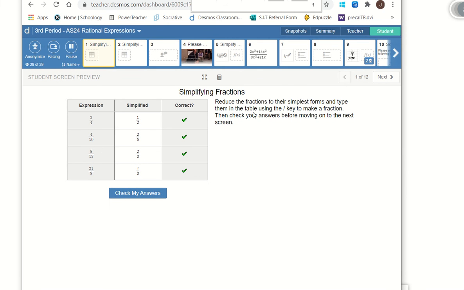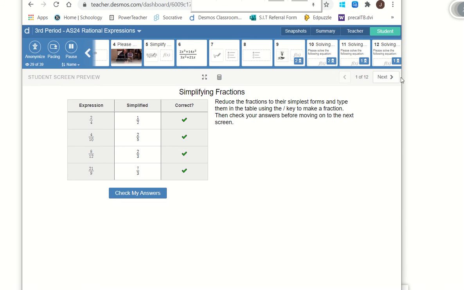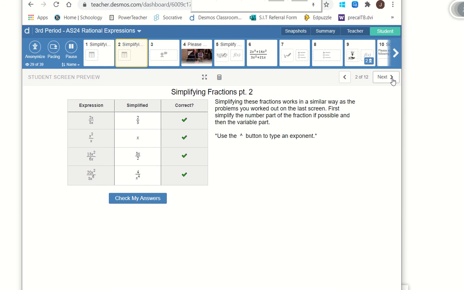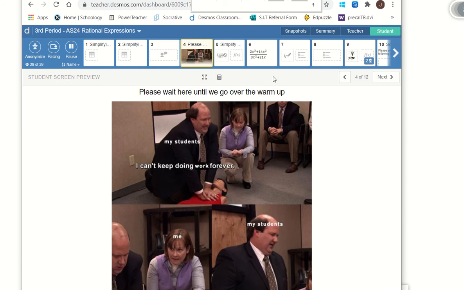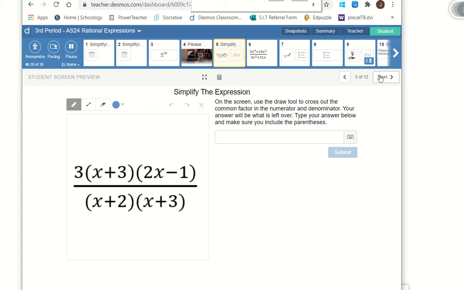All right, so I'm not going to go over the first two because you know how to simplify fractions. You can look at these if you need to. Next one, and then we're going to move on. The process is similar, you just cancel things. All right, so let's see, simplify the expression.